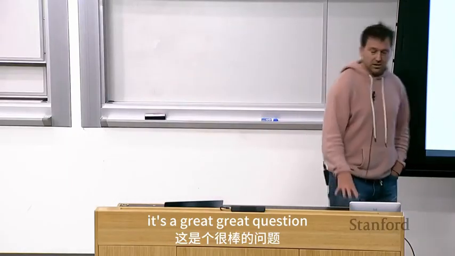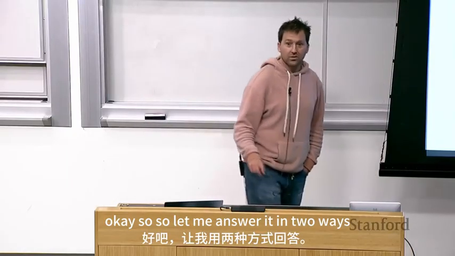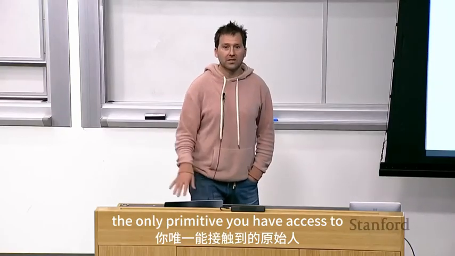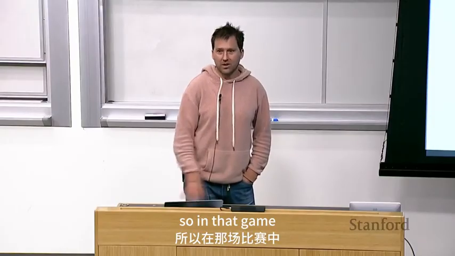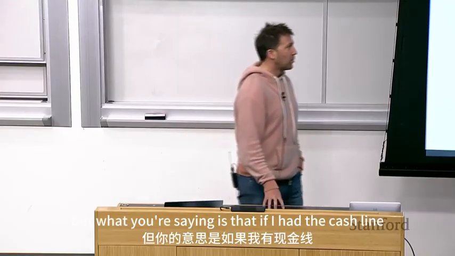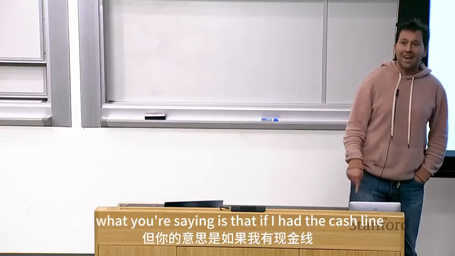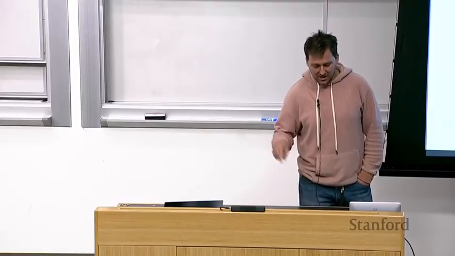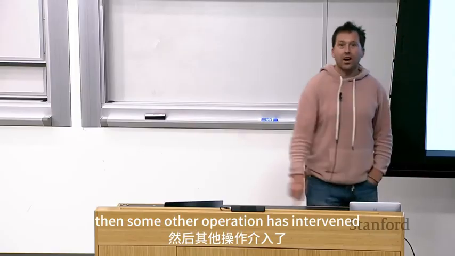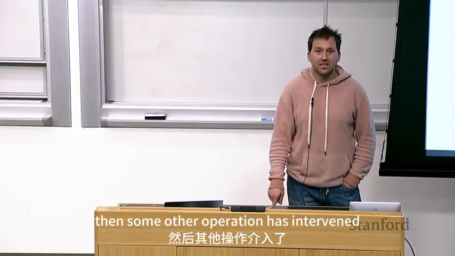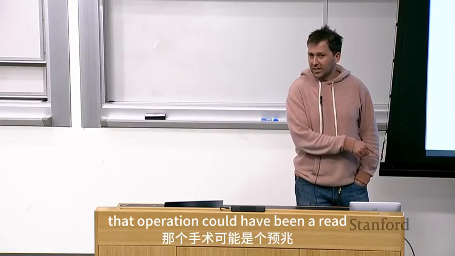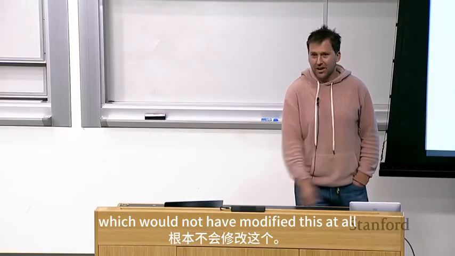It's a great question. Okay, so let me answer it in two ways. First of all, the game that we are playing right now is that the only primitive you have access to is compare and swap. So in that game, you don't know anything about the state of the cache. But what you're saying is that if I had the cache line, and for some reason I lost it, then some other operation has intervened. Now, to be honest, in the cache coherence protocol, that operation could have been a read, which would not have modified this at all.